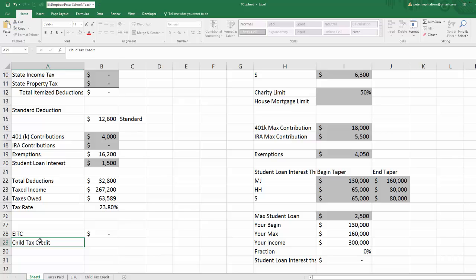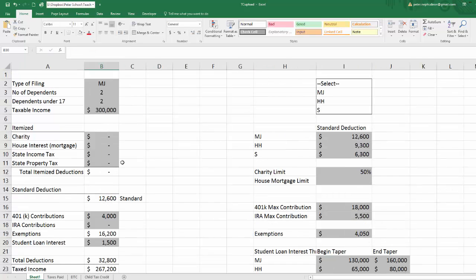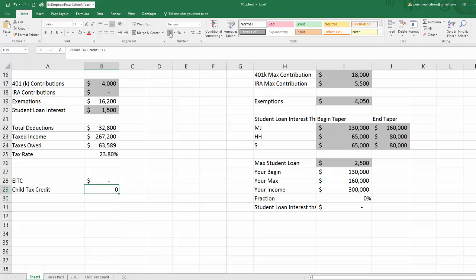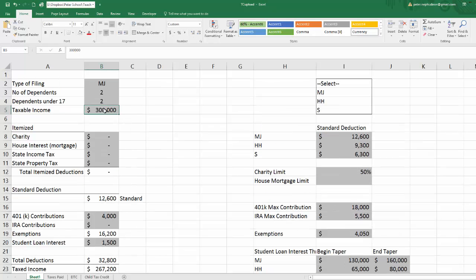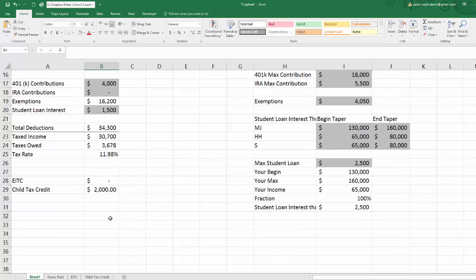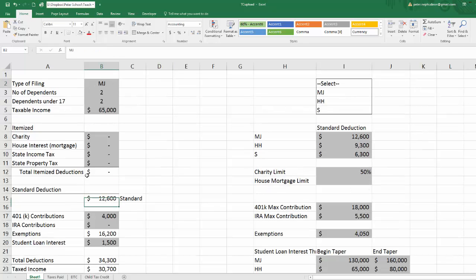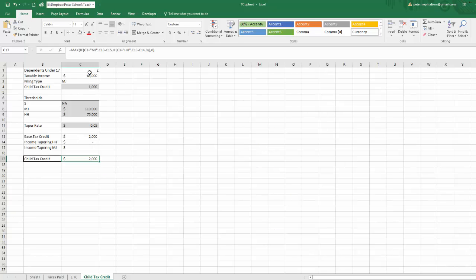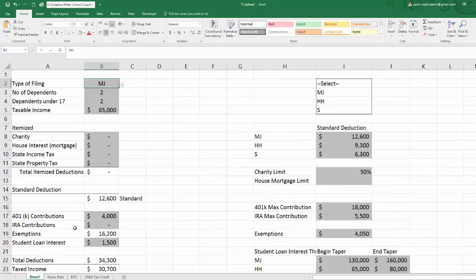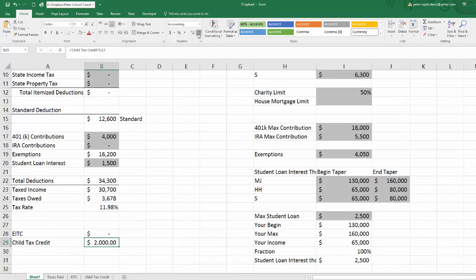Now we just need to come back here, go to child tax credit, and set it equal to whatever is right here, and I'm going to format that with decimals. If I change this to $65,000, we can see that our child tax credit is equal to $2,000, because this person is married filing joint, and $65,000 is less than the married joint threshold at which it starts to taper. So now we know what our child tax credit is going to be in this situation. Thanks for watching.